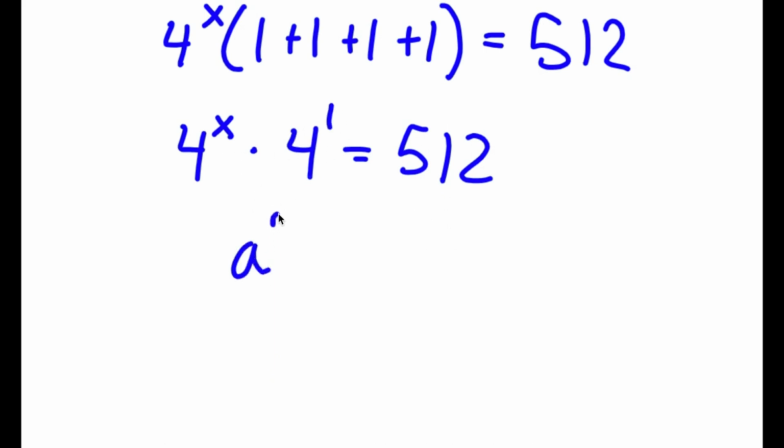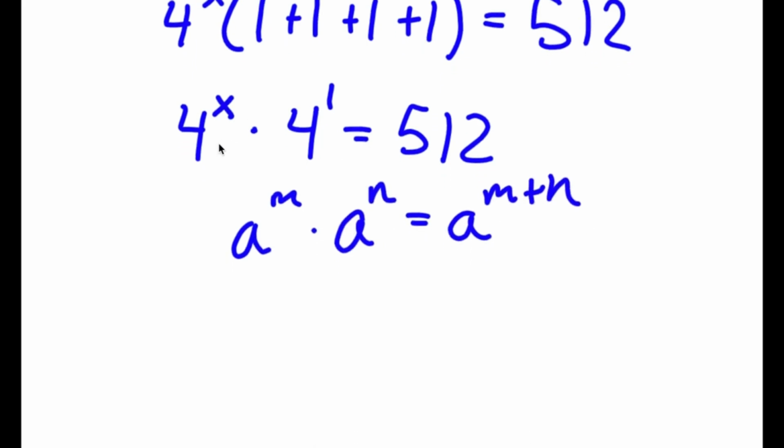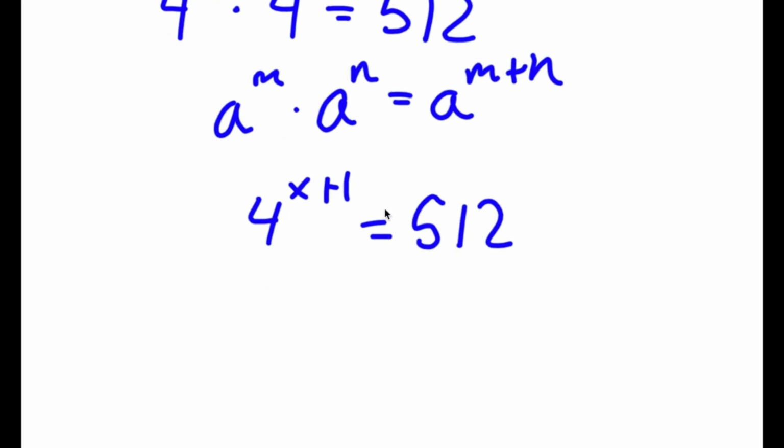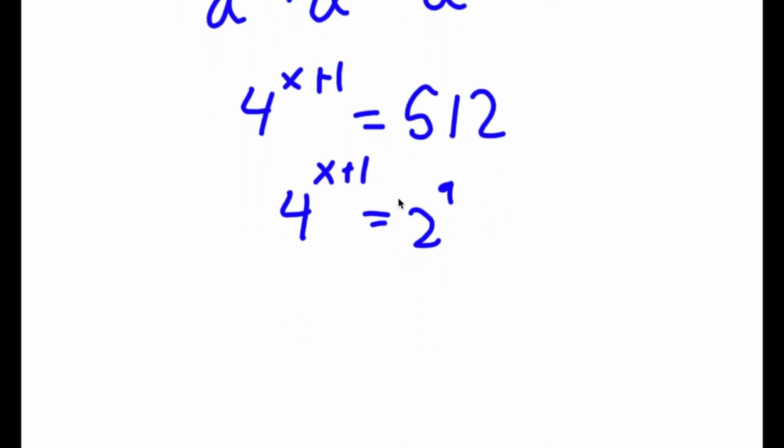So if I have something in the form a to the power of m times a to the power of n, this is equal to a to the power of m plus n. So 4 to the power of x times 4 to the power of 1, that's going to equal 4 to the power of x plus 1, which is equal to 512. So now I'm going to rewrite 512 as 2 to the power of 9. So I have 4 to the power of x plus 1 is equal to 2 to the power of 9.